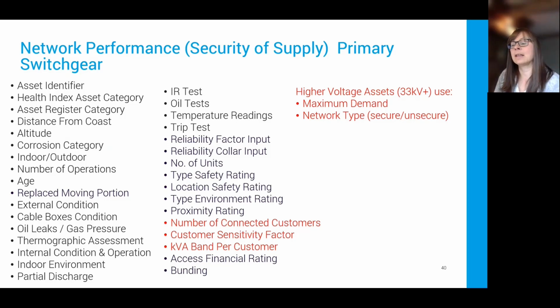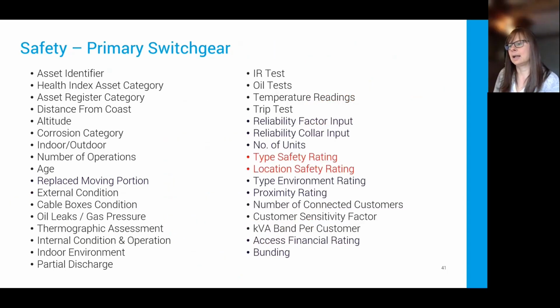On the right-hand side, and they're generic for what we call LV and HV assets. So LV assets, I think of them as low voltage. HV is 6.6 and 11 kV in the UK. For assets that are at a higher voltage, so this is 33 kV and above, we take in the network type, which is whether it's secured network or unsecured, so N or N-1, N-2, and we look at the maximum demand of the asset as well. That's generic, so that's why I've just added that to the slide.